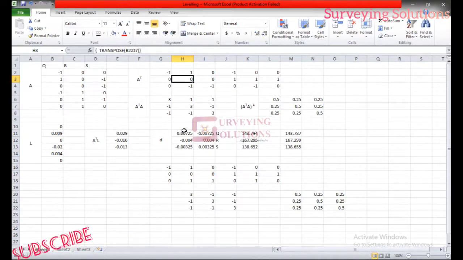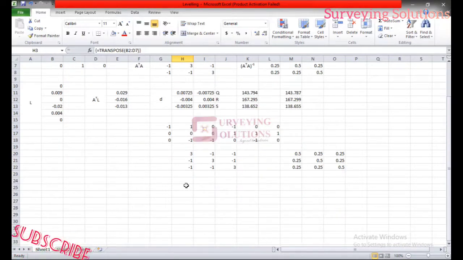So finally, our D is giving us this. What's our D? Our D is actually A transpose A inverse, which is this product, multiplied by A transpose L. Are we together? So now let's check it out. We still have a 3 by 1 array, so let's define a 3 by 1 array.